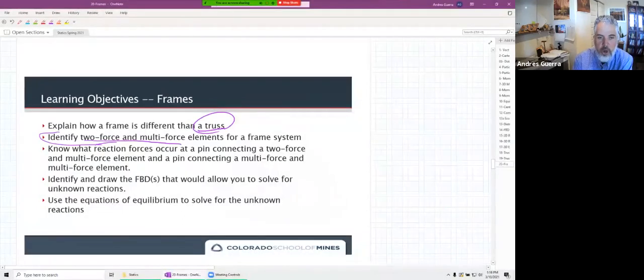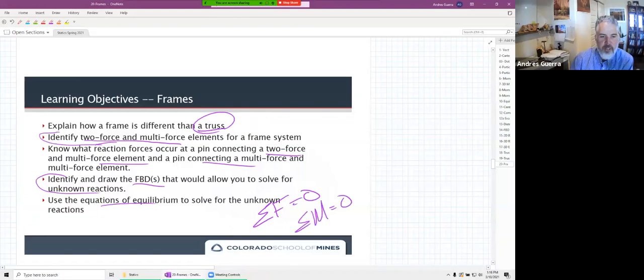The third learning objective, know what reaction forces occur at a pin when we have a two-force and a multi-force element, and a pin connecting a multi-force and a multi-force element. We'll solidify our understanding of that, which we have talked about before as well. And then identifying and drawing the FBDs that will allow us to solve for those unknown reactions, key for these problems and other problems that we've talked about in the past. And then the equations of equilibrium, that's really the easy part, right? That's what we've been talking about all semester. The sum of the forces is equal to 0, and the sum of the moments is equal to 0.